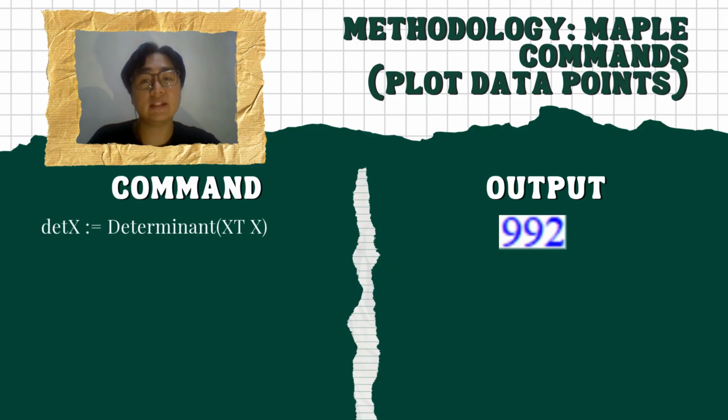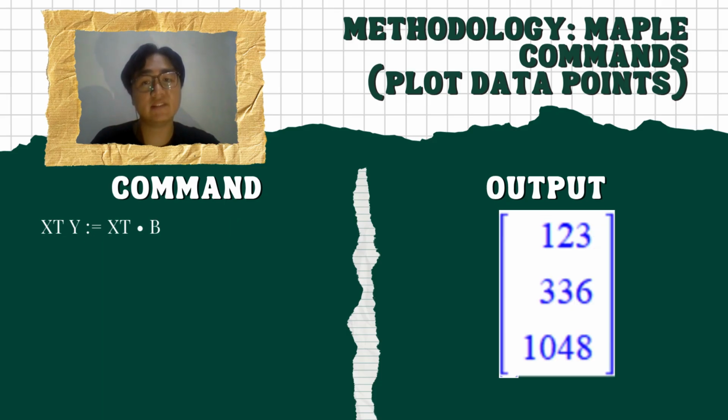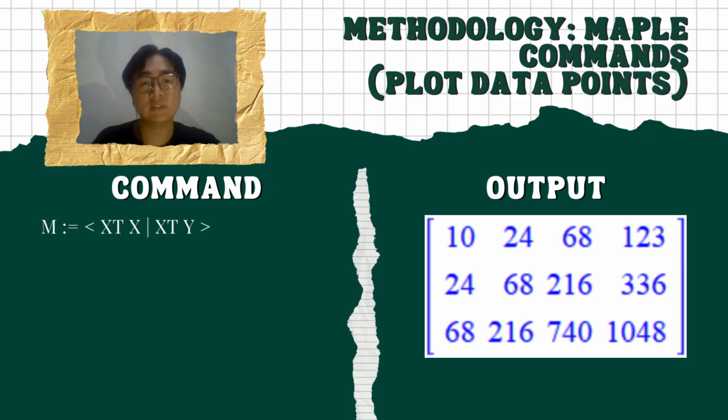And now we can just go on and find the determinant of x, which is the determinant of xt times x. To find our xty, we just multiply the transpose of x with our b. And now we just mesh it all together in one matrix. We declare it as M. It's just the x transpose times x and the x transpose times b. We put it in one matrix, and we will get that output.